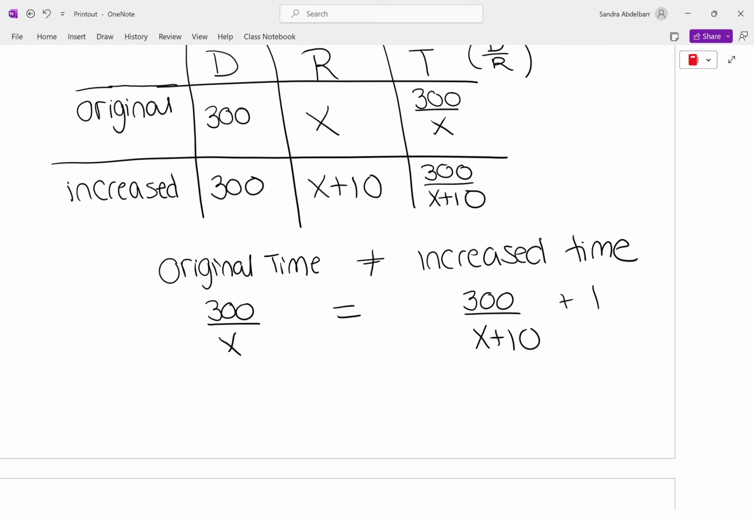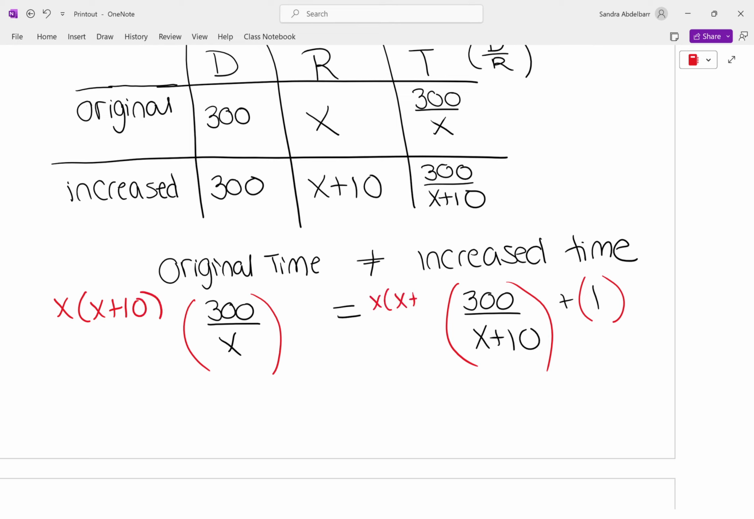Okay, so if we do this, is this a proportion? Can I just cross multiply? No, this is not a proportion. I cannot cross multiply. So what I'm going to do is eliminate the denominator. In order to eliminate the denominator, what must I multiply everything by? x times the quantity of x plus 10. We're going to multiply every single thing by x times the quantity of x plus 10.